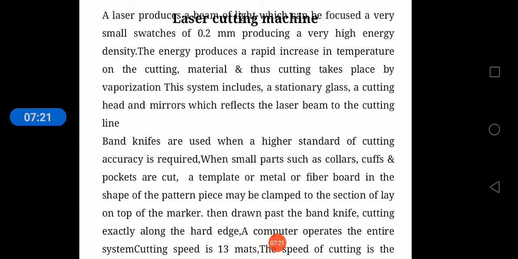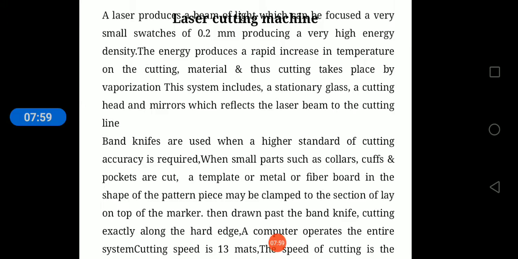And this is the last: advantages and disadvantages of laser cutting machine. Laser produces a beam of light which can be focused on a very small spot of 0.2 mm, producing a very high energy density. The energy produces a rapid increase in temperature on the cutting material, and thus cutting takes place by vaporization.